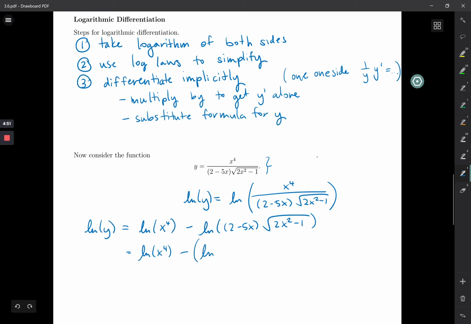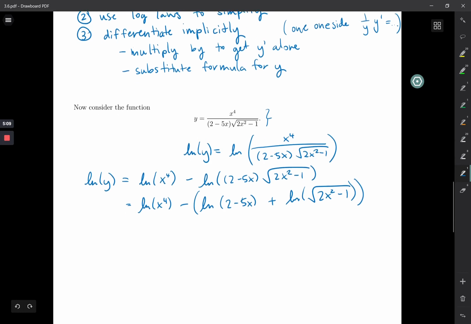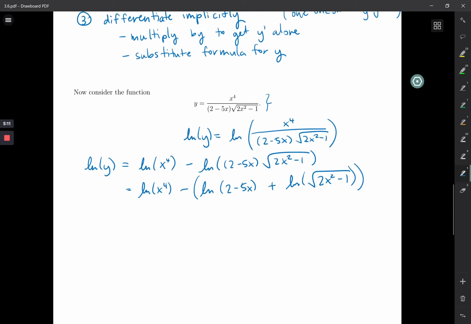So I'll put parentheses here: natural log of 2 minus 5x plus natural log of 2x squared minus 1. And then I would do one more simplification before we start to differentiate. We haven't even gotten to the differentiation part yet. We're still just simplifying using log laws.